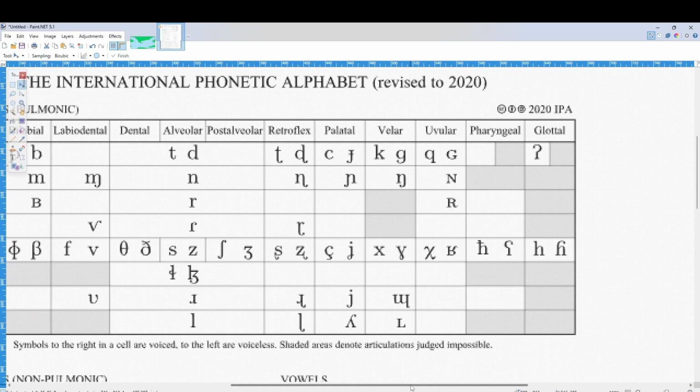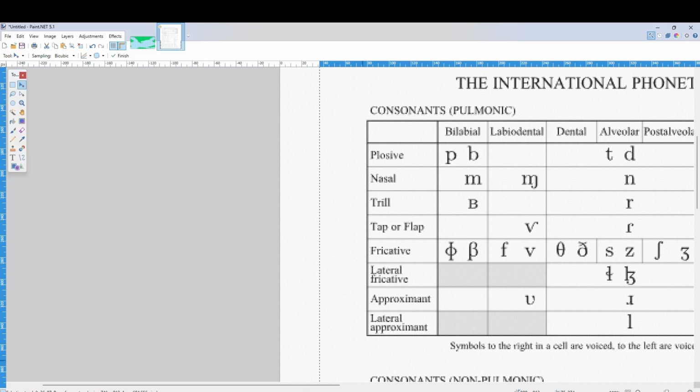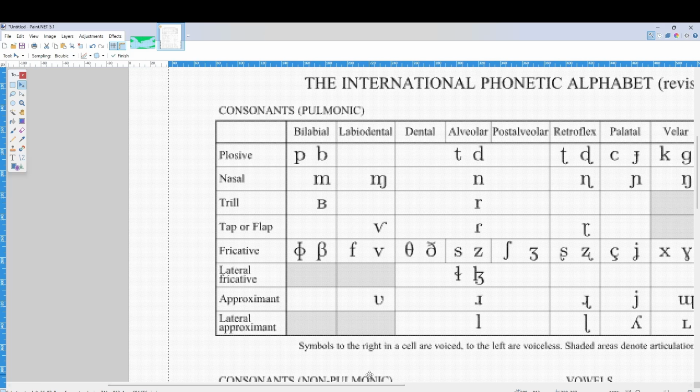Okay, there's also, on the left, you have how you make the sounds. Plosives being, I've already explained those, no need to explain them again, but if you need a refresher, it's just obstructing airflow and then letting it go. Nasals, they're produced through your nose.